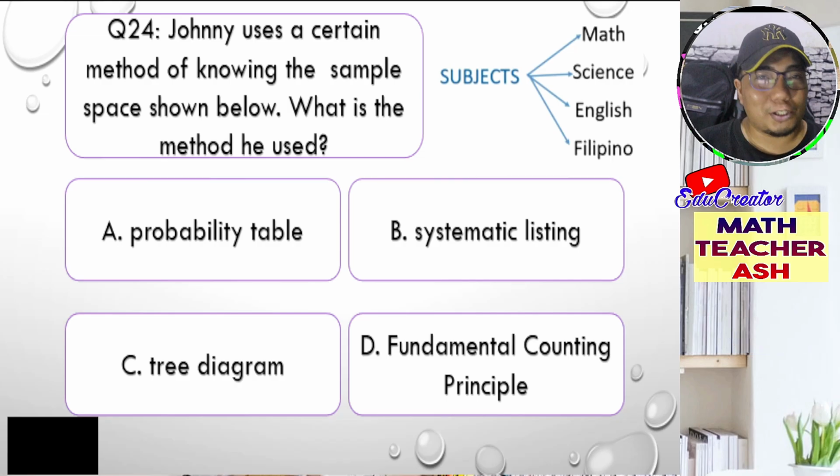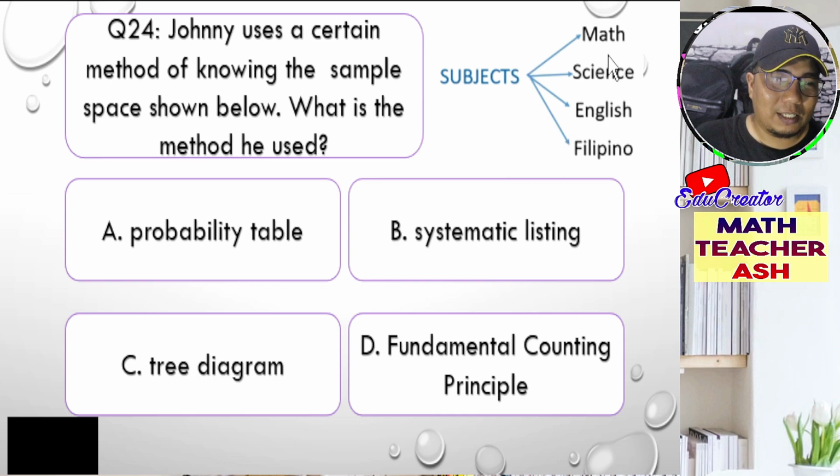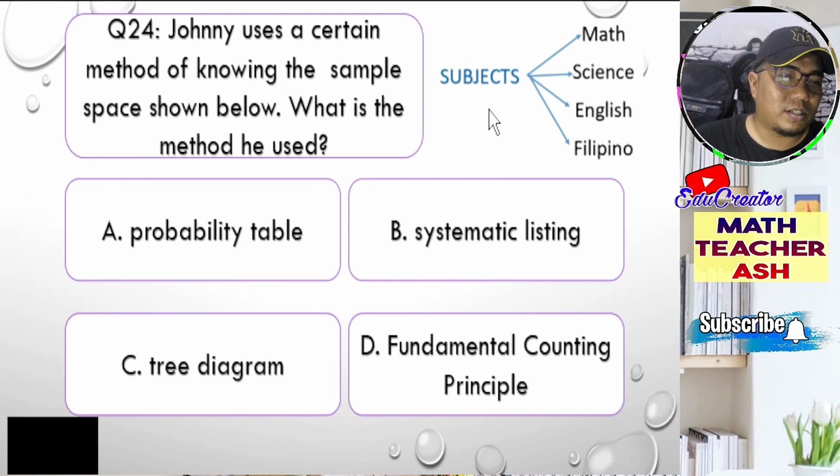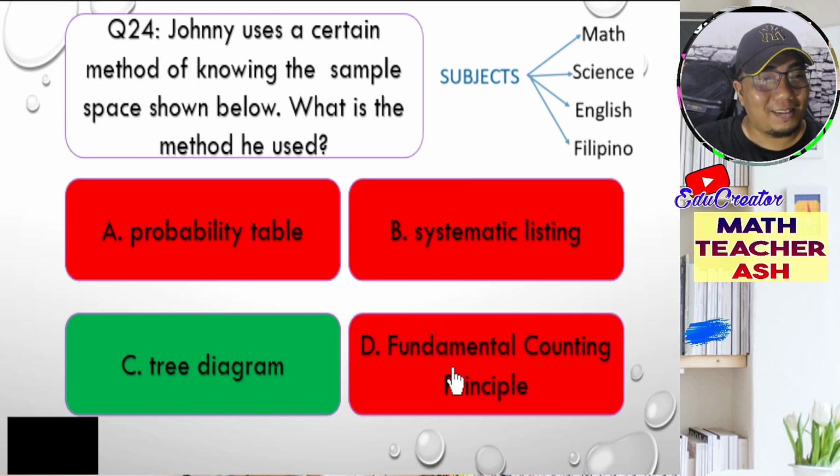Okay, math learners, as you can see in this example, it is a diagram. So basically, you don't need to complicate the question itself, because the example here is a diagram. The subject is connected to several subjects. So the correct answer here is tree diagram. Okay, so that is very simple, my dear math learners.